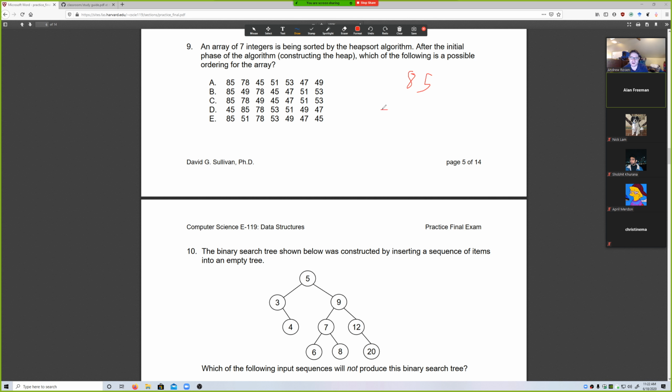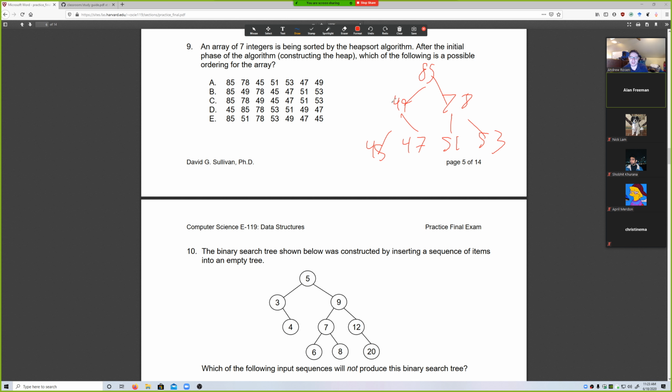So A is 85, 78, 45, 51, 53, 47, 49. So I think it's B. Is this a max heap over here? No, because if we look at 45, 45 is not the biggest thing in its subheap. B is 85, 49, 78, 45, 47, 51, 53. So it looks like B is a correct answer.